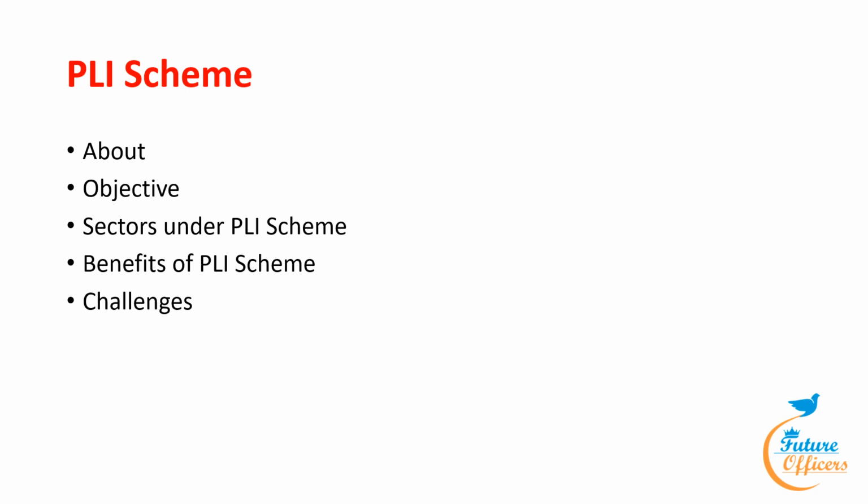Our next topic is the PLI scheme. Under this, we are going to discuss what this PLI scheme is about and its objectives, also the sectors included in this scheme, and their benefits, also their challenges. First, what is this PLI scheme about? The central government announced this scheme to boost domestic manufacturing and cut down on import bills.